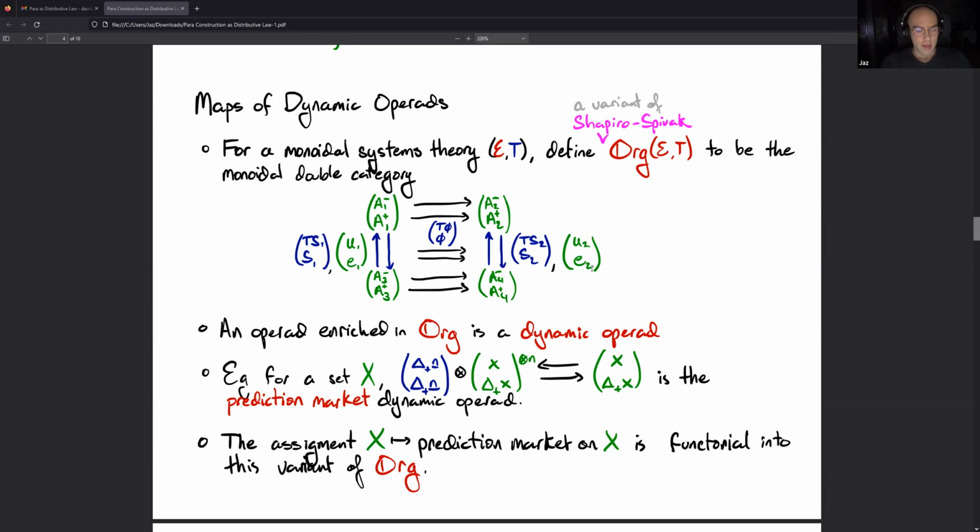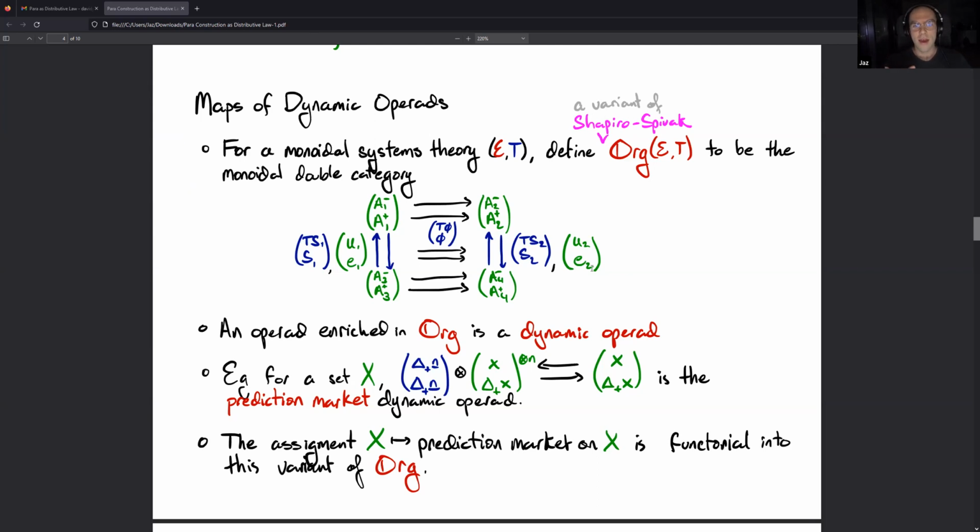It's in fact a variant of it because they have different horizontal morphisms, but the same two cells with identity horizontal morphisms. So it turns out that the definition of operad is the same, but we get different maps. And I want to just advertise this one a little bit here, which is that they give an example of a dynamic operad, and it's a prediction market, and you can build one for any set.